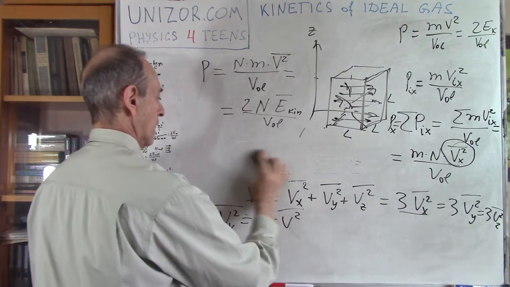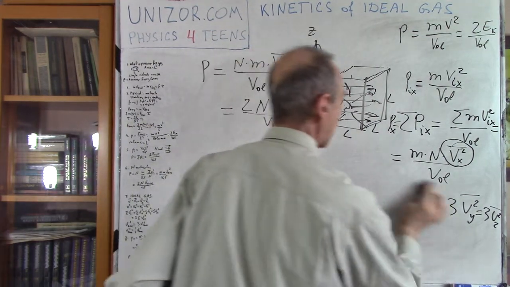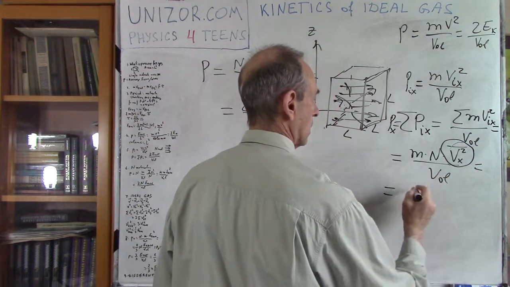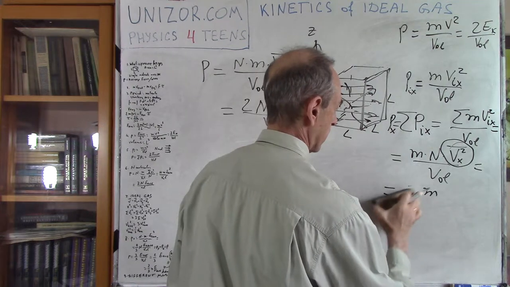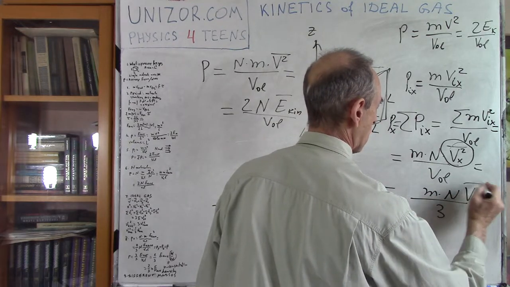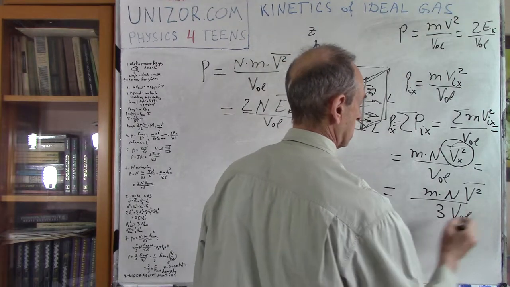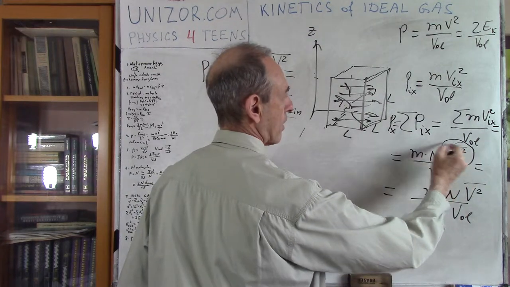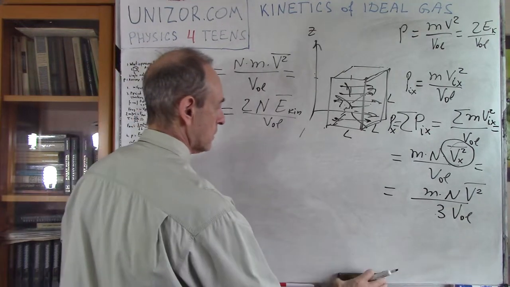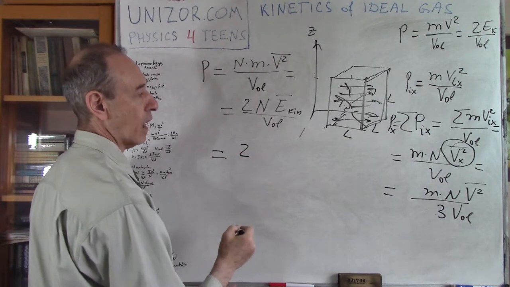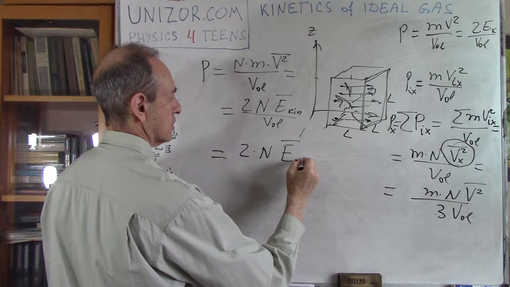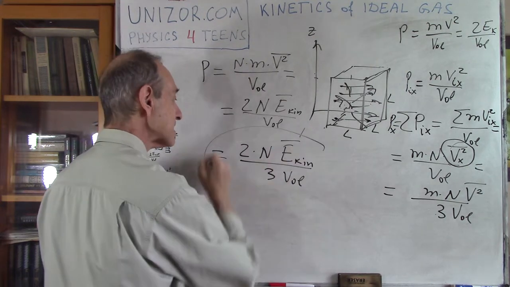What follows is that I would like this formula to depend not on the x component of the speed, but on the speed itself. So it's equal to 2m, well, let me wait with 2. So far it's mn divided by 3 times the average of v squared over the volume. That's what it is, right? Because the average of vx squared is 1/3 of the average of v squared. Or, in terms of kinetic energy, it equals n times the kinetic energy divided by 3 volume.